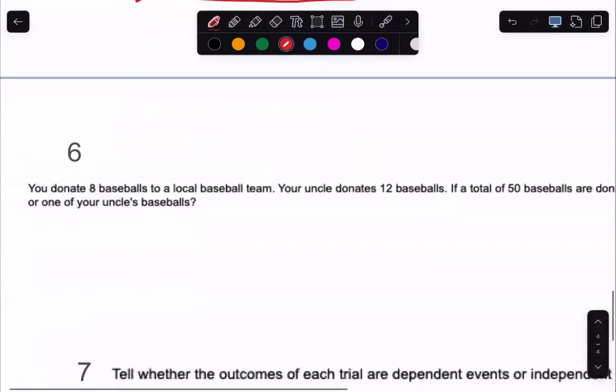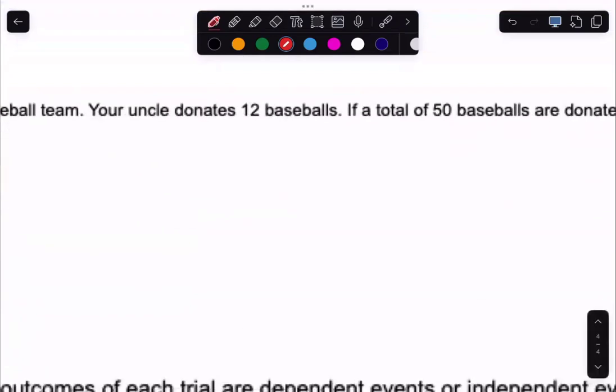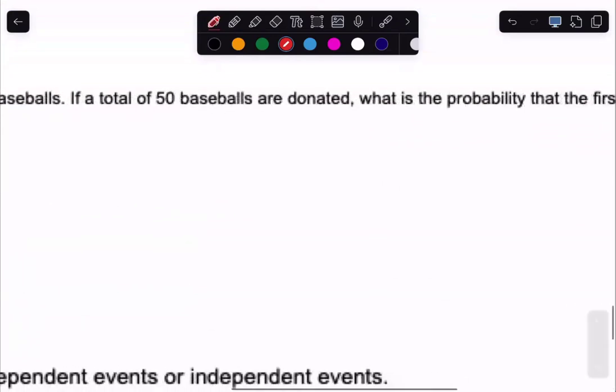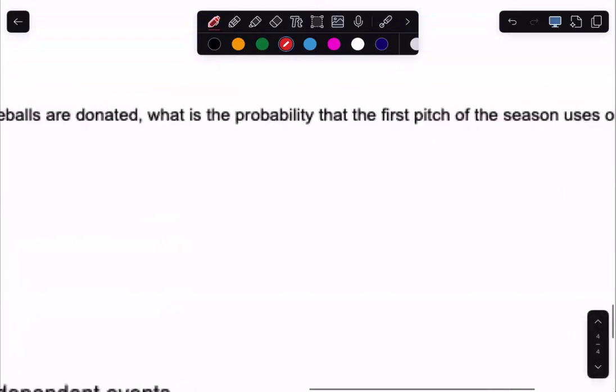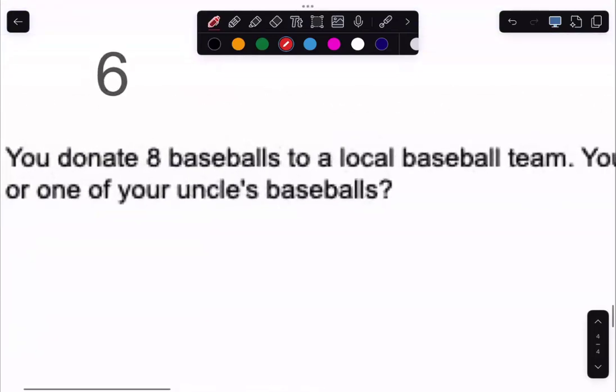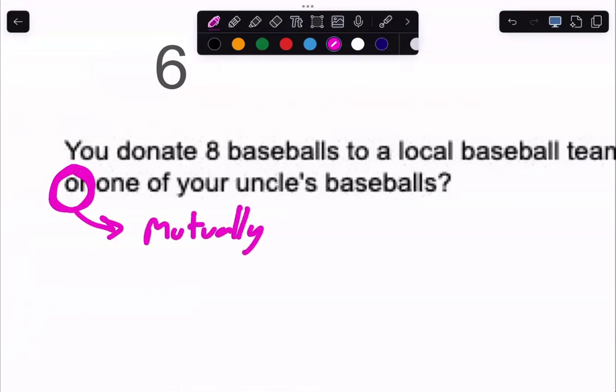Number 5, or sorry, 6. It says you donate 8 baseballs to a local baseball team. Your uncle donates 12 baseballs. If a total of 50 baseballs are donated, what is the probability that the first pitch of the season uses one of your baseballs or one of your uncle's baseballs? This "or" is a hint to tell you whether it's mutually exclusive or non-mutually exclusive.